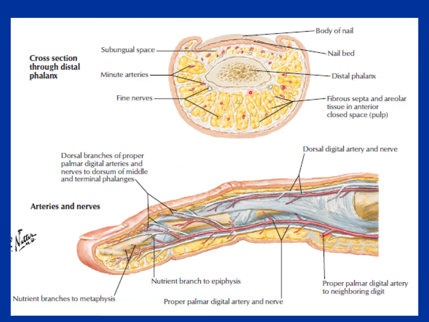In a section you can see the body of the nail, and this is the nail bed. Below that you can see some fatty tissue and blood vessels, then distal phalanx, and then you can see fibrous septa, and in between them is the adipose tissue. So these fibrous septa make a lot of spaces, or pulp spaces, along with the nerves and vessels, and because they are very tightly packed together, infection causes too much pain over here.